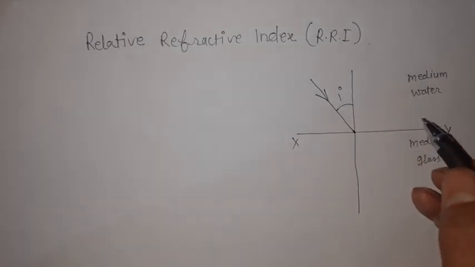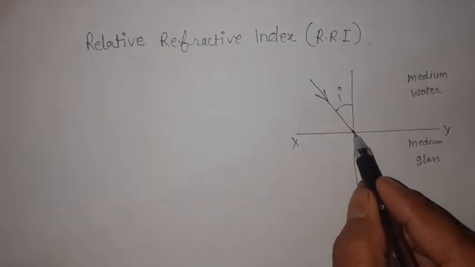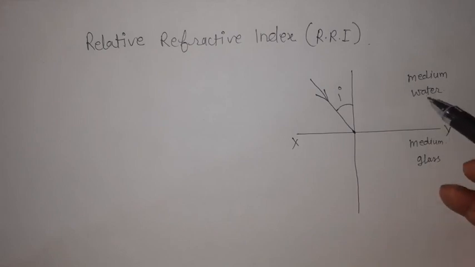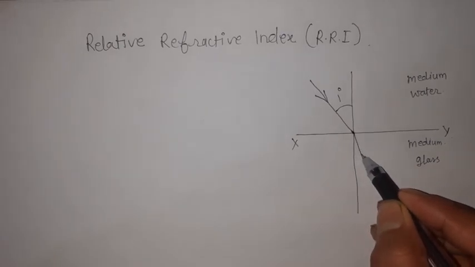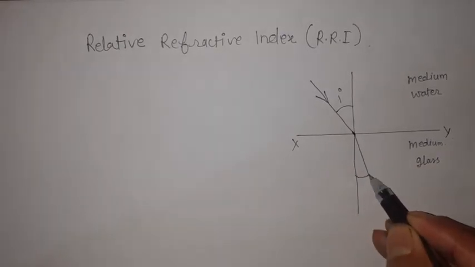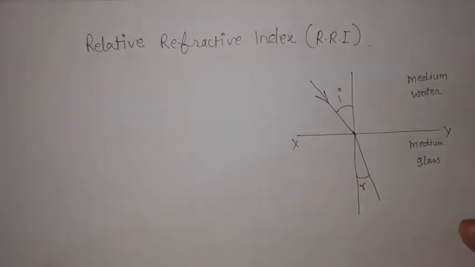It is going to fall at an angle i. When it changes its medium, out of water and glass, which is denser? The answer is that glass is denser as compared to water, therefore it will bend toward the normal, and thus we have the angle of refraction here.